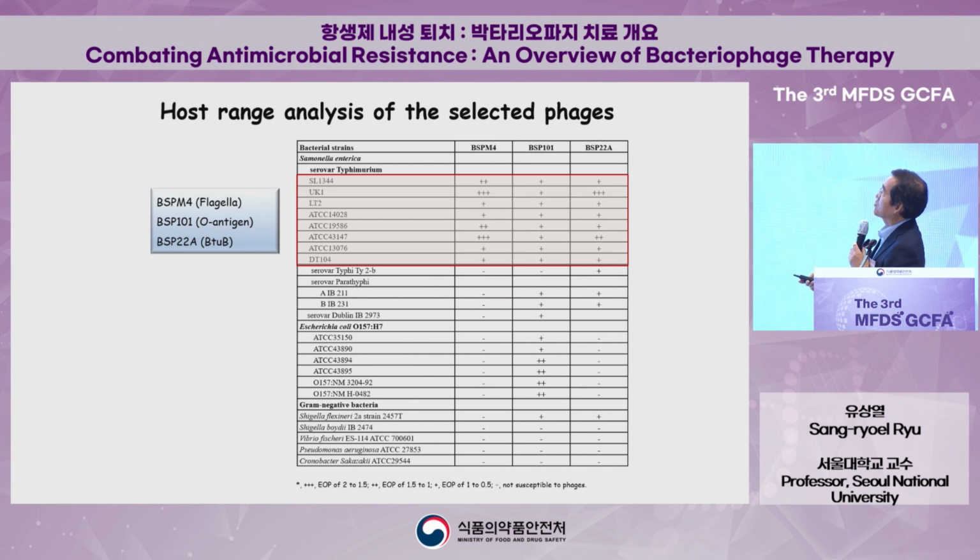It was quite effective in controlling all 3 of these pathogens. Now, as for BSP-101, we have the O antigen. The receptor that BSP-101 uses is the O antigen. So judging from that, maybe it has to do with the O antigen structure of the Salmonella. It's quite similar, and that's why it's effective.